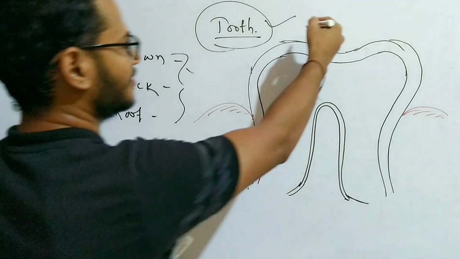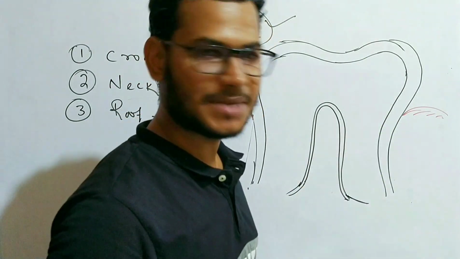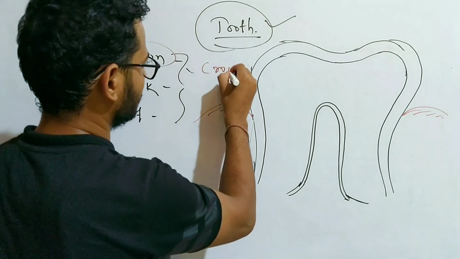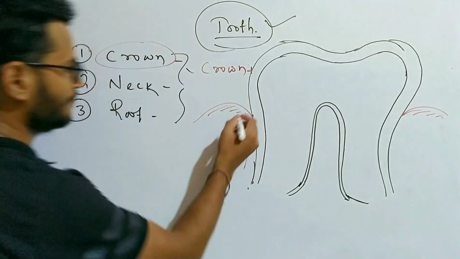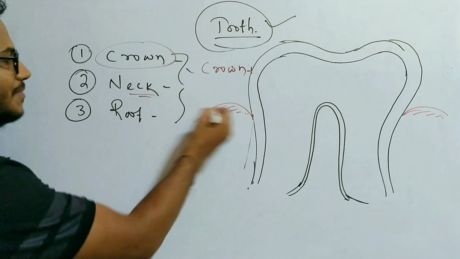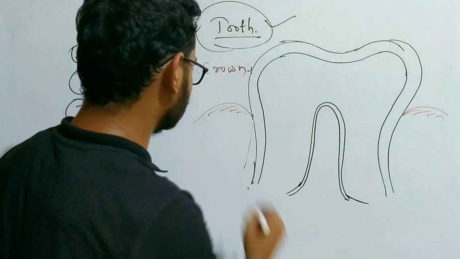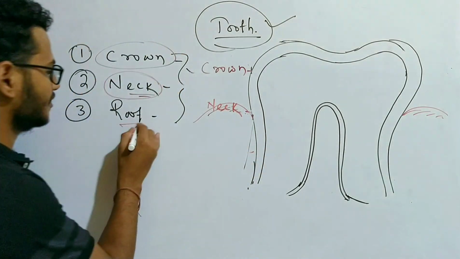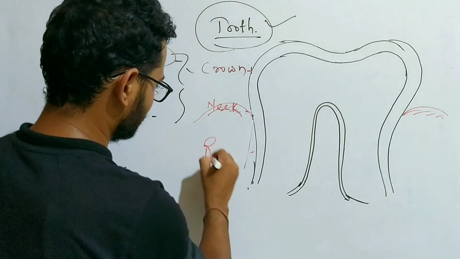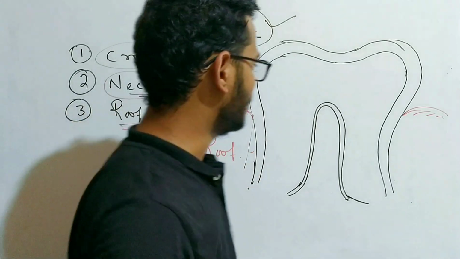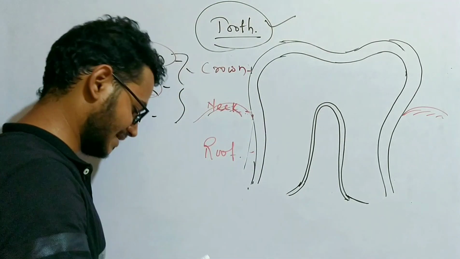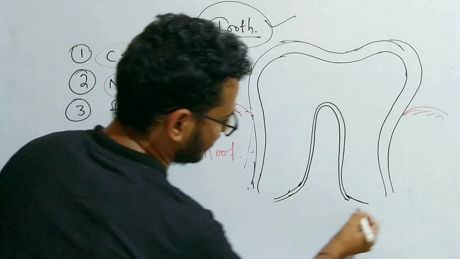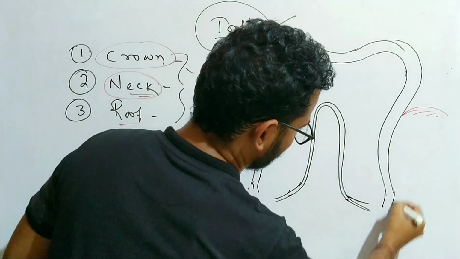The part which is seen above the gum, as I have told you, is the crown. So which is the crown region? This one. This is the crown. The part which is surrounded by the gum is the neck region. So this part is the neck region, and finally the last part is the root, which is not seen to our eyes because it is present inside the gum. At the end there is an aperture.